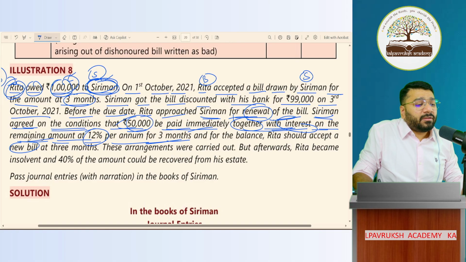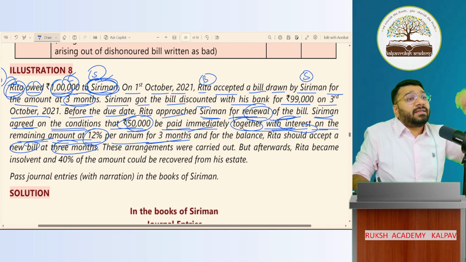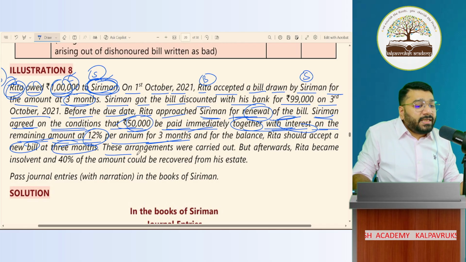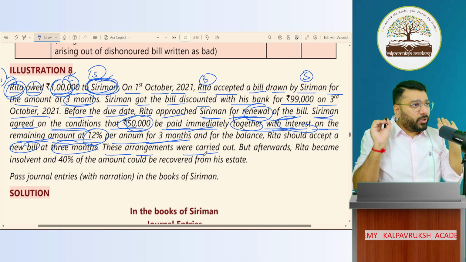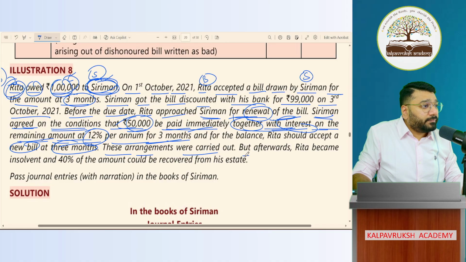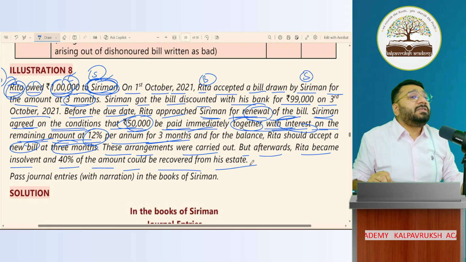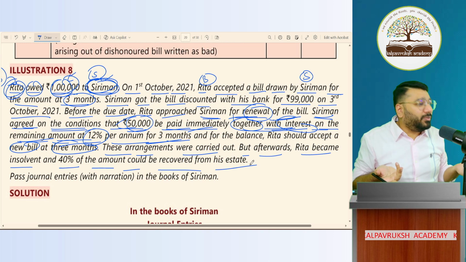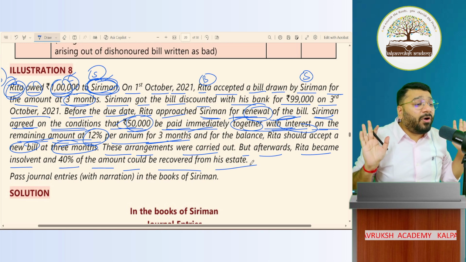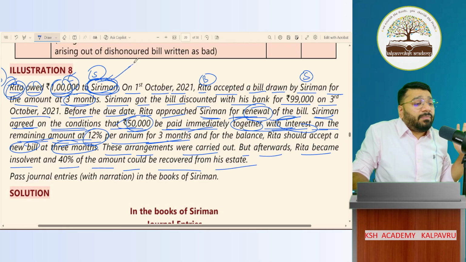And the new bill is for a further 3 months credit period. These arrangements were carried out. Full stop. It's all done. Okay. But afterwards, Rita became insolvent. 40% of the amount could be recovered from his estate. 60%, Govinda, oh Govinda, God only knows. Means what? Bad debt for Siriman.